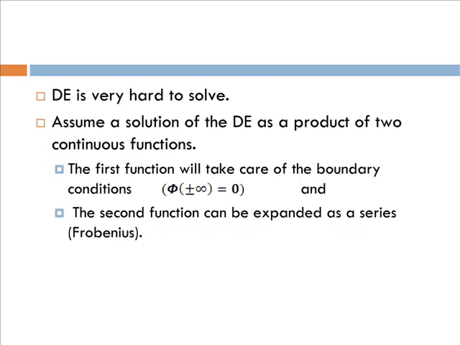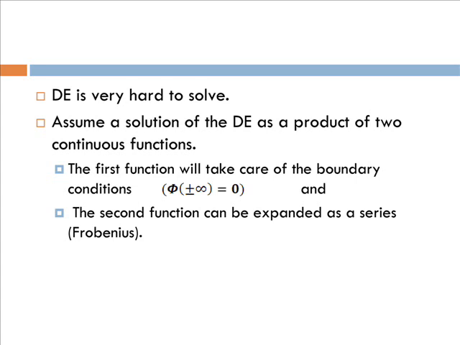This DE is very hard to solve, so one has to assume a solution of the differential equation as a product of two continuous functions, out of which the first function will take care of the boundary conditions. The best choice one can have is the exponential minus xi square, and the second function can be expanded as an infinite series, provided the series does not violate the boundary conditions. The boundary conditions here are phi at plus infinity and at minus infinity should vanish. This has to be satisfied.